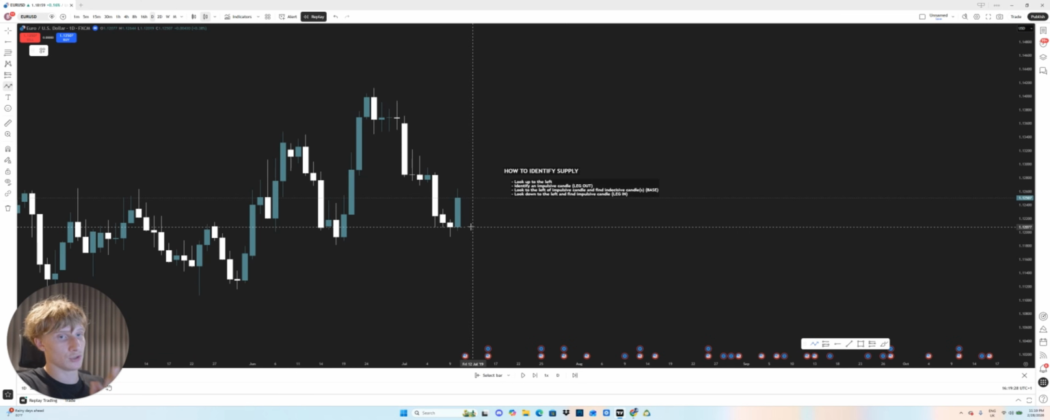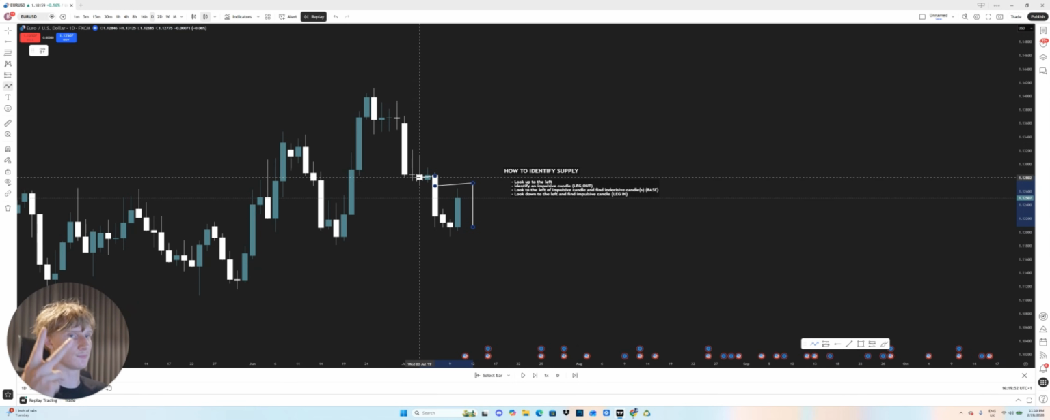This is the final formation from demand and supply. And once again, the steps to be able to identify it are going to be the exact same. We're going to look up to the left until we find an impulsive candle. Here we found an impulsive candle. Step one, complete. Just identified the leg out. Now we're going to look to the left. Do we see indecisive candle or candles? Yes, we do. Cool. Step two, complete.